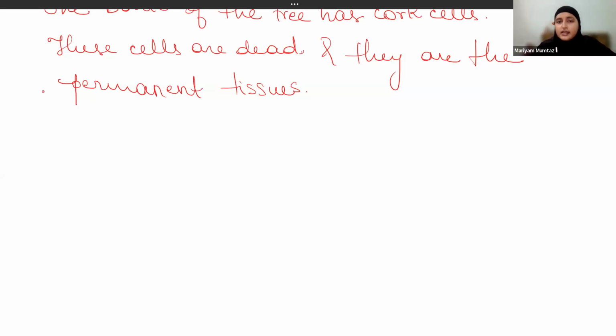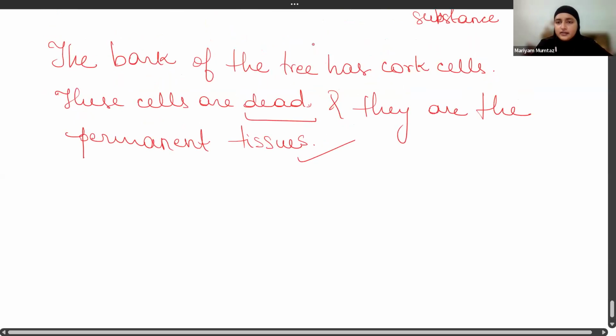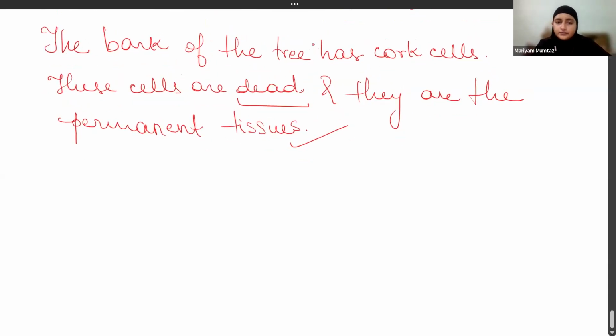And the cork cells are dead. It means that they have no cytoplasm. They have no protoplasm. And these cork cells are permanent tissues, meaning now they will not divide and they will provide proper structural and functional support to the plant. This is what I'm saying by these lines. Is it clear? Yeah, it's clear.